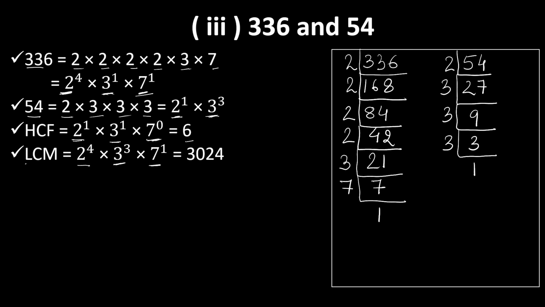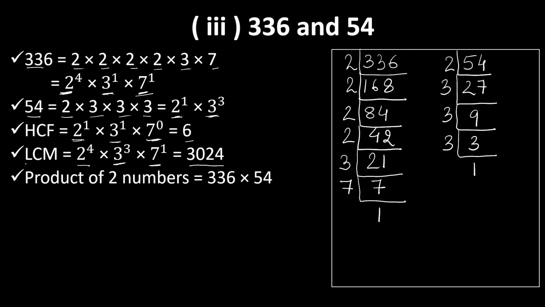Now if we multiply all these values, 2 raised to 4 will give us 16, 3 raised to 3 will give us 27 and 7 raised to 1 will give us 7. So if we multiply all these values together, we are going to get 3024 as the product.